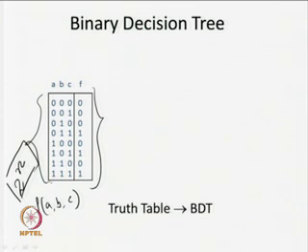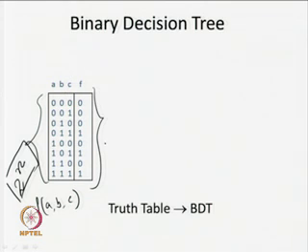So, these are the 8 possible combinations that we can have with respect to A, B and C, because A can take either value 0 or 1, similarly B and C. Now, this particular function I am representing with the help of a Boolean truth table.